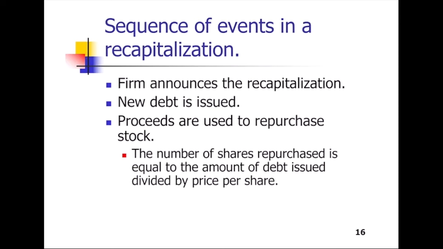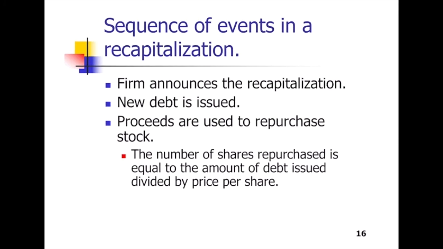This slide shows the sequence of events in a recapitalization. Recapitalization means the process of changing capital structure. So for example, if the firm's debt ratio changed from 0 to 20%, we can interpret this as the company issuing bonds and using the money to buy back the stock. So there are three steps. The first one is the firm announces recapitalization, and second, new debt is issued, and then the firm gets some money, right? The money is proceeds. The proceeds are used to repurchase the stock.